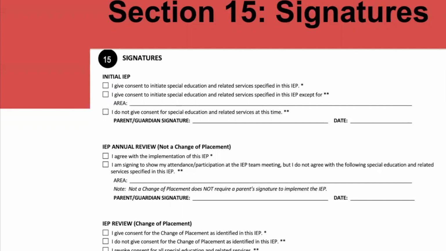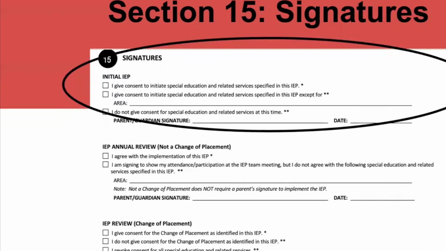You need to write the initial IEP, and then the parent has the option in that third box down in this first section, in that parent guardian signature, to say, I do not give consent for special education and related services at this time. So the parent still has the right to say, I don't want services. They also have the right to initiate special education related services in the IEP. Or they could say, I don't want it for my child in a particular area. Maybe they don't want them to receive occupational therapy. They have the ability to do that.